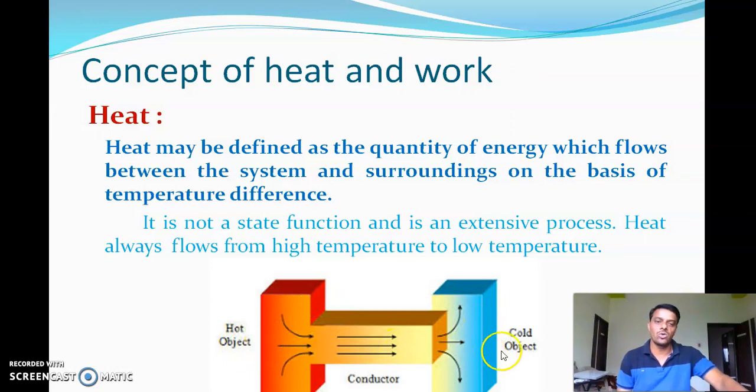When we say hot and cold object, we mean the temperature of the object. If the temperature of the object is high, that is said to be a hot object, and which is having less or low temperature is said to be a cold body. And if the two bodies are connected through a conductor, obviously everyone knows that heat flows from hot body to cold body because of the temperature difference.